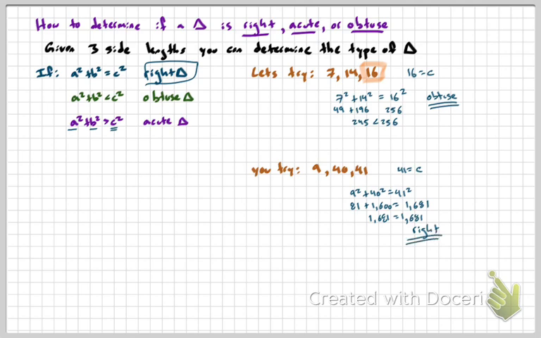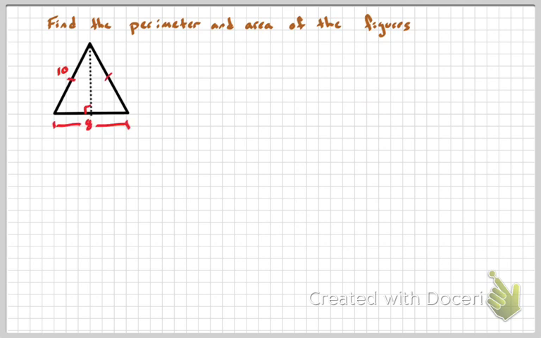Okay, and then obviously, guys, if you had a squared plus b squared is greater than c squared in this equation, then that would make it an acute triangle. Okay? I'm actually going to stop the video right there, even though I have this right here.